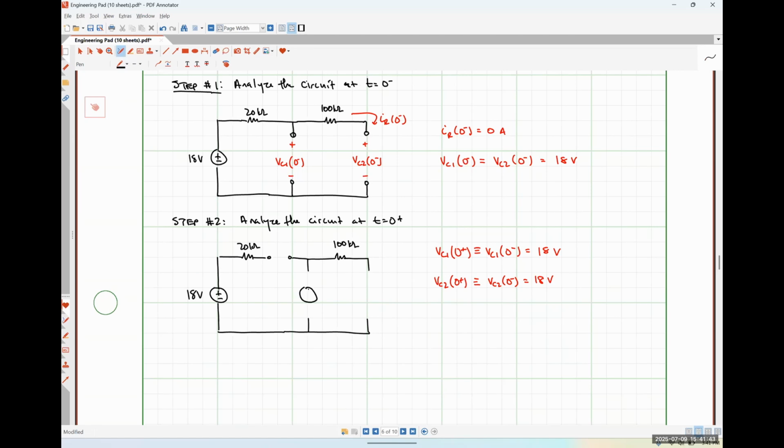So here is a voltage source for capacitor 1. Here's a voltage source for capacitor 2. They need to have the same polarity as the capacitor voltages were defined, and they need to have the same value as what we found at 0 minus. So this is going to be an 18-volt source here and an 18-volt source here. And then the only unknown quantity is IR at 0 plus. Can anybody tell me what that is by inspection?